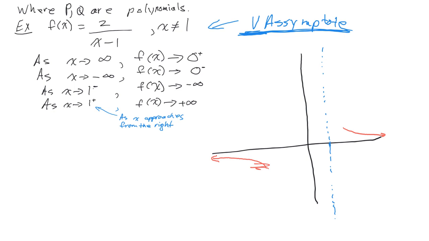Now, let's talk about some other stuff, right? Maybe we want to know some extra points and stuff like that. Let's go and find the y-intercept. So if I wanted the y-intercept, you'd go y is equal to 2 over, we'd let x equal 0, subtract 1, so y is negative 2.